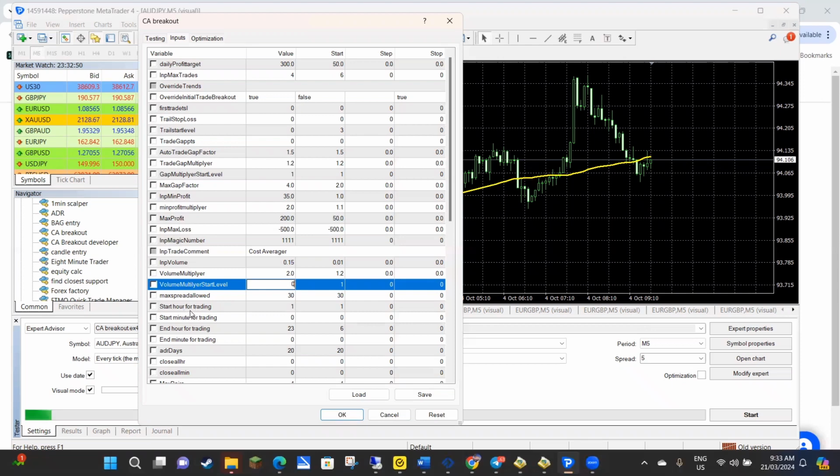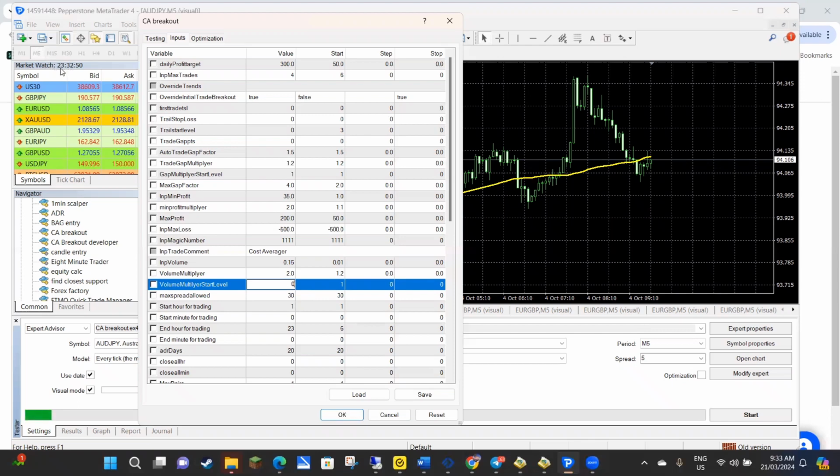We have a start hour and minute time, a start hour and start minute time. So this is all based off the market watch time. You don't have to worry about your local time zone or your broker time zone or anything like that. It's all off the market watch.